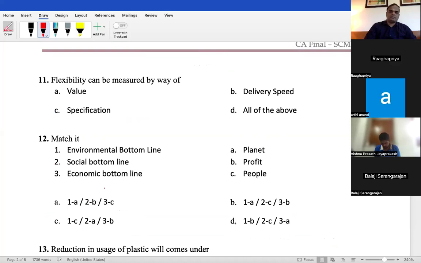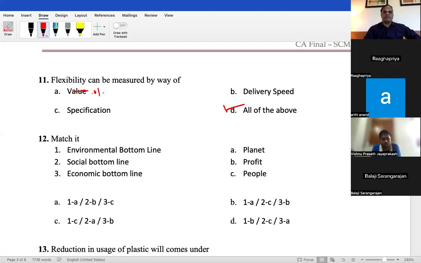Next. Question 11. Flexibility can be measured by way of option A value, option B delivery speed, option C specification, option D all of the above. The answer is volume flexibility should be there, delivery speed flexibility be there, specification flexibility also should be there. Therefore, all of the above. Sir, it says value, not volume. Yes, printing error. It should be volume.